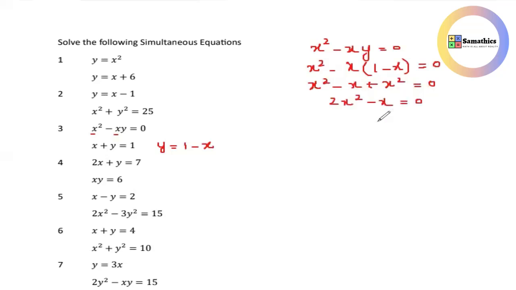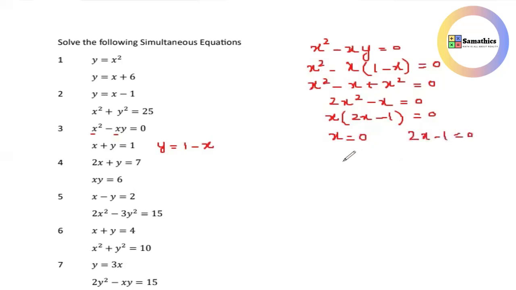Now we are not getting a quadratic equation of the form ax squared plus bx plus c. We simply have two terms, and in both the terms we have x. So simply we can solve it by taking x as common. So x(2x minus 1) is equal to 0. So we have x is equal to 0 and 2x minus 1 is equal to 0.